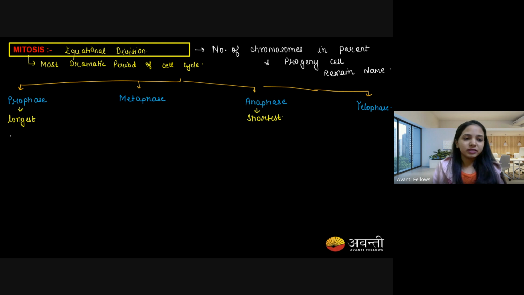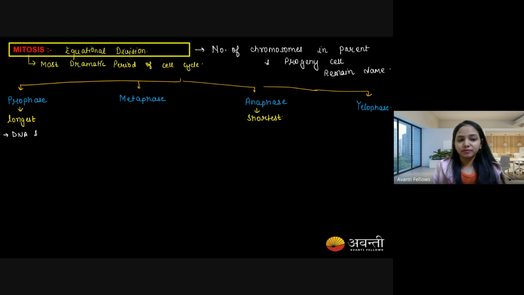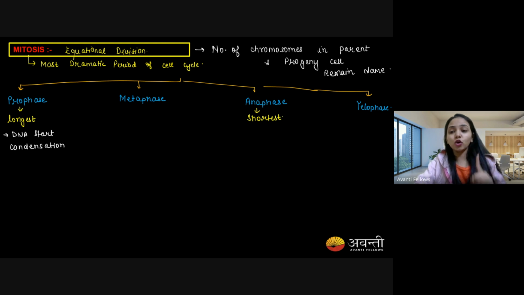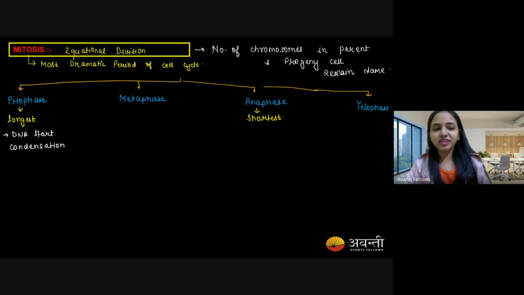In the prophase, what will happen? We'll write it step by step. The first step is in the prophase, DNA starts condensation. Why is it getting condensed? Because mitosis is a division phase and interphase is a non-division phase. So DNA will convert itself from chromatin to chromosome. That's why the first step should be the condensation of DNA, na?